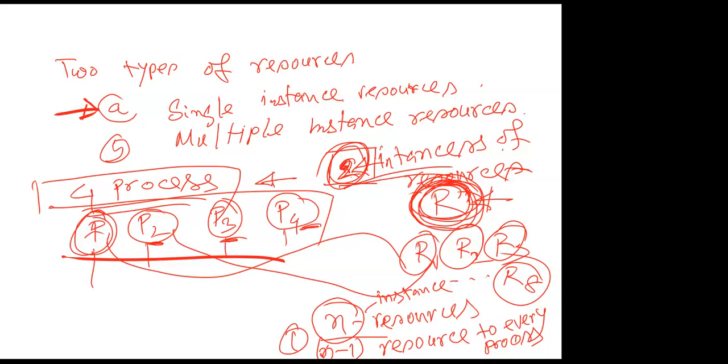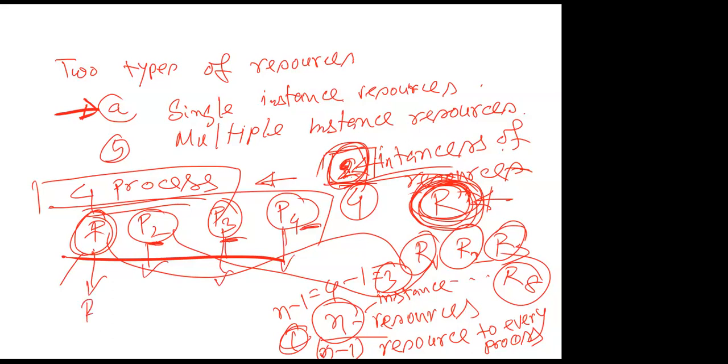If 4 instances are required to complete the execution, n is 4, and n minus 1 is 3. So 3 instances need to be assigned to every process at first from this resource, and then you need to add an extra resource, and that will actually be the minimum number. That will give you the minimum number. Here you need a total of 2 instances. So n-1 means that one instance you need to assign to every process at first.